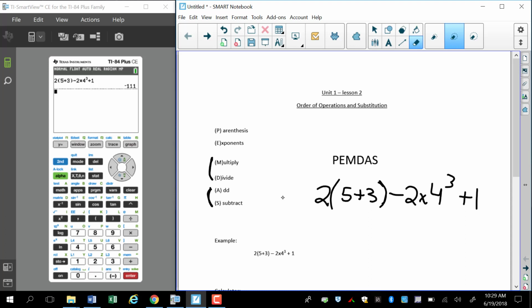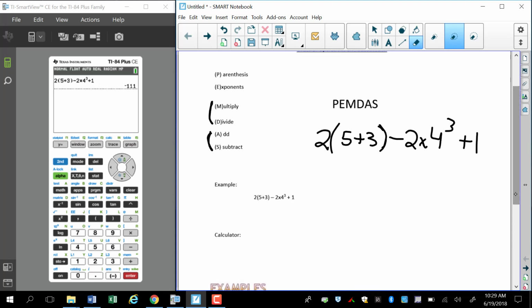So we'll do this the long way first, and we'll look over on the calculator and finish it off a little bit quicker. But if you look here, this is the equation rewritten. First thing we need to do is our parentheses here. So we get 2 times 8.